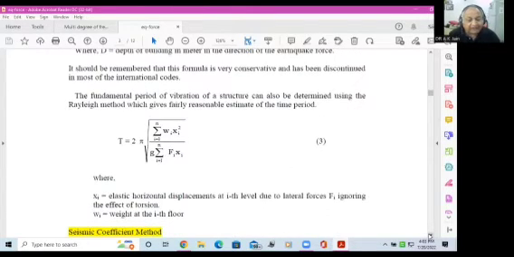Another formula which can be easily used, which is very powerful, is called Rayleigh's method. This is the formula. It is based on the basic principles of dynamics of structures, and it gives you a fairly reasonable estimate of the time period. This can be used both for MR frames as well as frames with shear walls or infill walls.